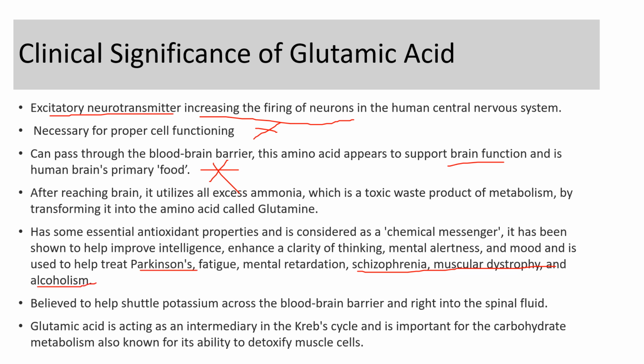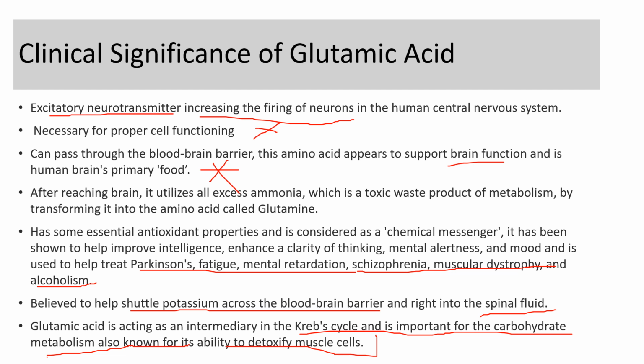All right, so it has some serious importance, right? Parkinson's, fatigue, mental retardation, schizophrenia, muscular dystrophy, and alcoholism. Believed to help shuttle potassium across the blood brain barrier and right to the spinal fluid. Very important, right? Glutamic acid is acting as an intermediary in the Krebs cycle and is important for carbohydrate metabolism, and also known for the ability to detoxify muscle cells. That is also very important, right?